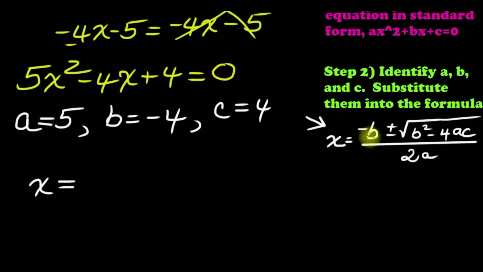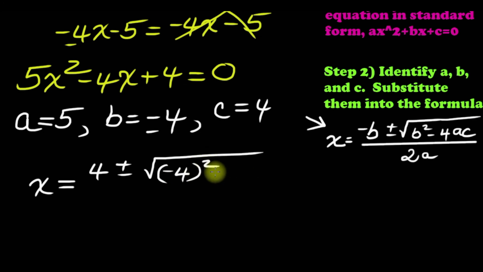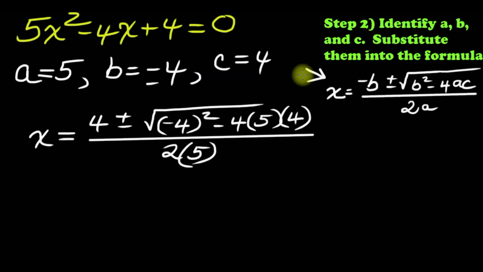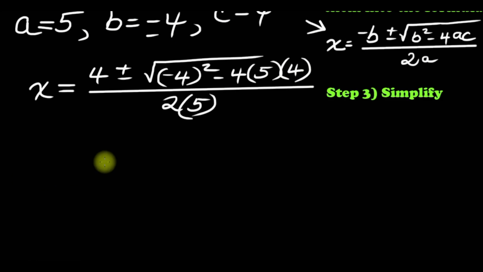So first is the opposite of B. The opposite of negative 4 is going to give you positive 4, plus or minus the square root of negative 4 squared minus 4 times A, that's 5, and then times C, that's positive 4. And then we divide by 2 times A, so that's just going to be 2 times 5. So that is step 2. Step 3 is to simplify. We're going to simplify to come up with x.